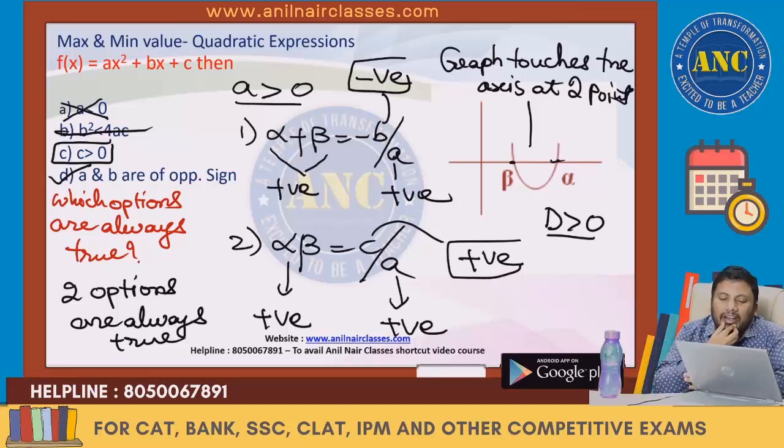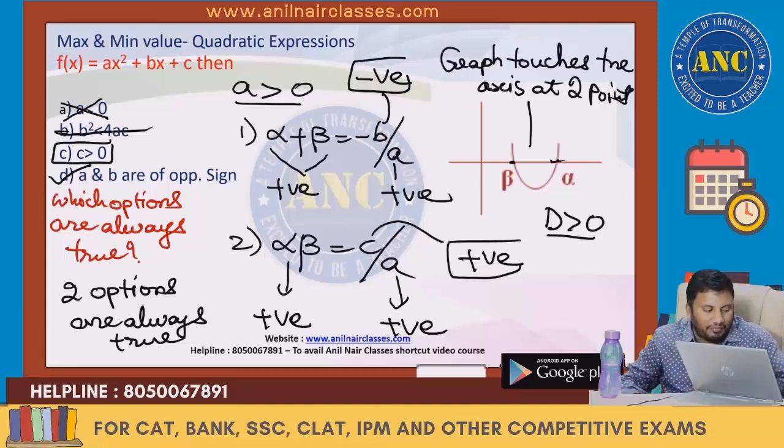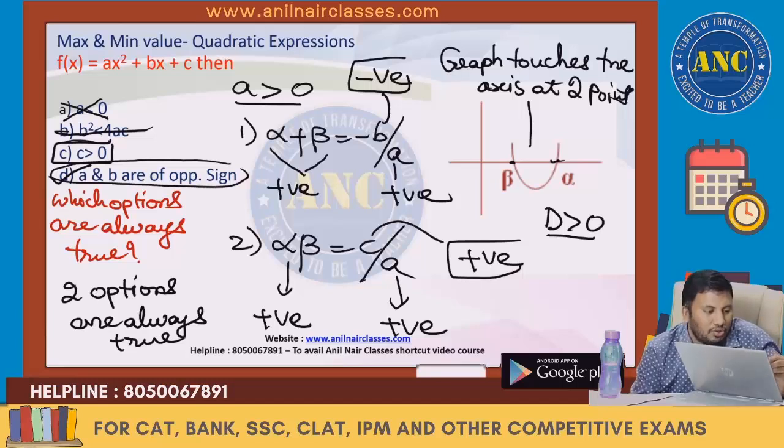Why should it be negative? Negative into negative is positive. A positive, B negative. Option D is always true. If I take product of the roots, alpha beta is equivalent to C by A. Both are positive, so it is positive. A is anyway positive, C has to be positive. A and C are greater than 0. So A and B are of opposite sign, it is true, and C greater than 0, it is true.